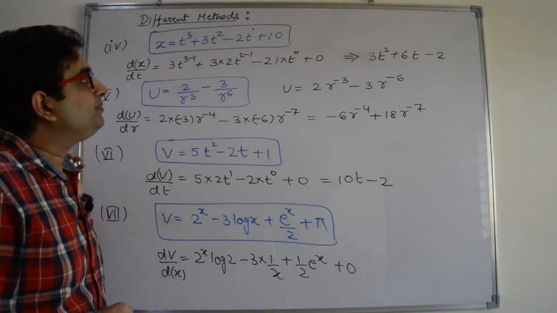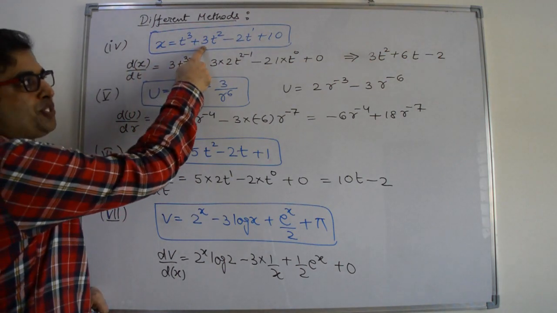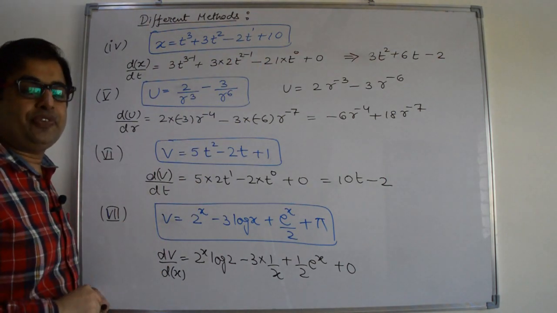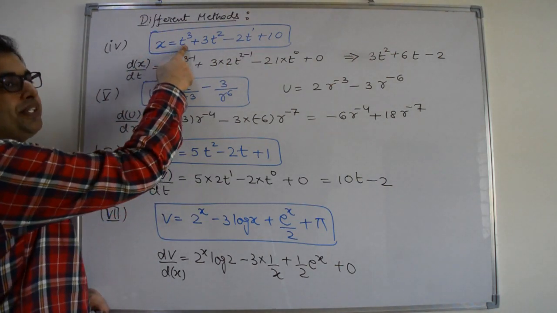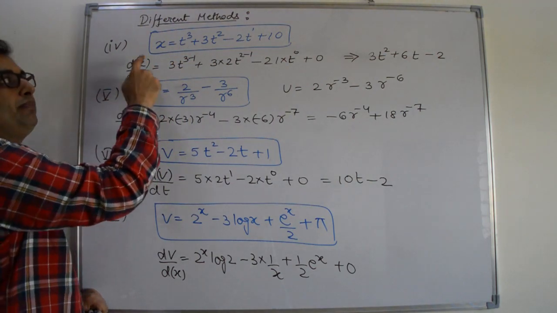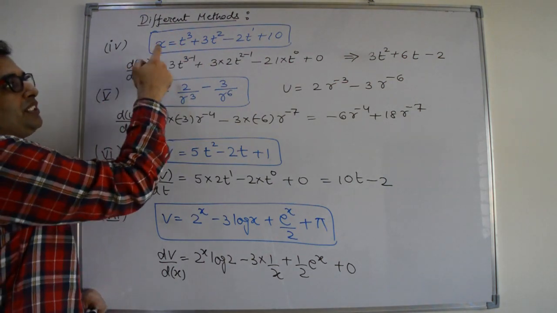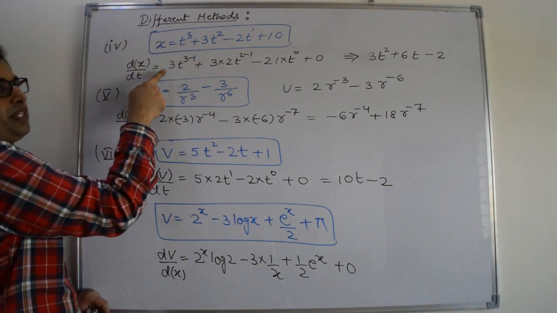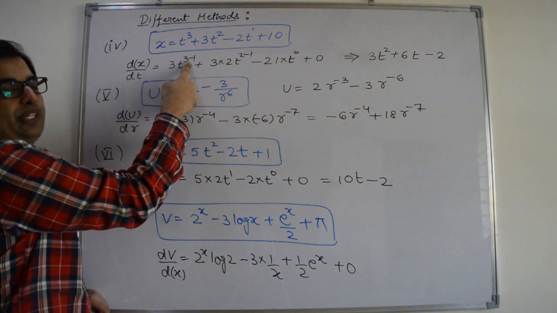Some more examples. x is equal to t cube plus 3t square minus 2t power 1 plus 10. That means here we don't have x and y variables. Here we have x and t variables. So differentiation will be dx by dt because x depends on t. Right? So the formula will remain the same, the x power n formula, the power will come in multiplication. So 3 will come in multiplication. Subtract 1, 3 minus 1.